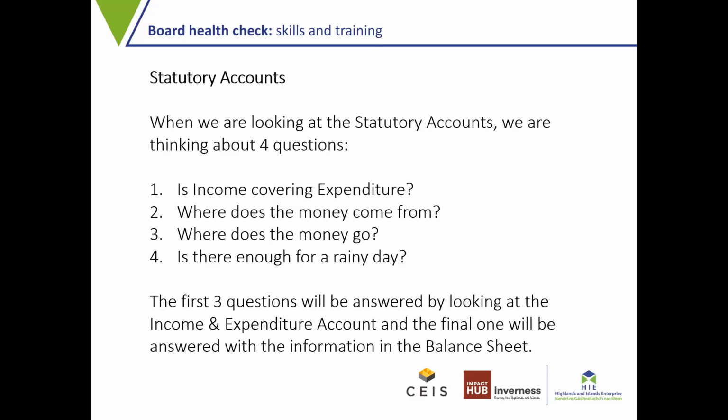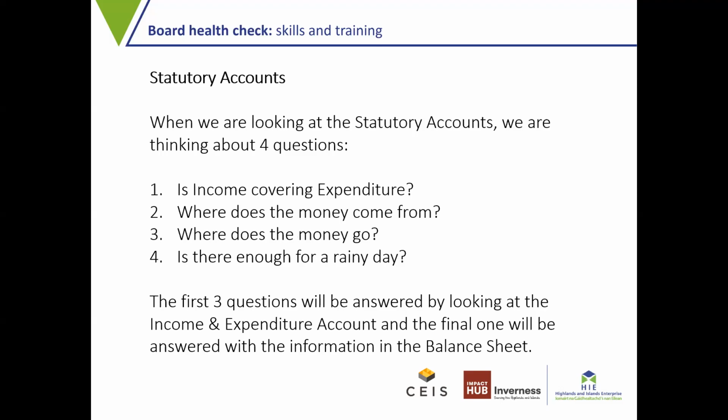So when we're looking at the statutory accounts, we are thinking about four questions. Number one is income covering expenditure. Number two, where does the money come from? Number three, where does the money go? And number four, is there enough for a rainy day?